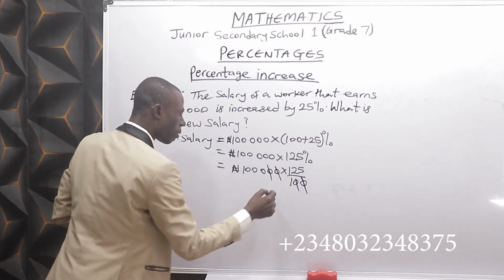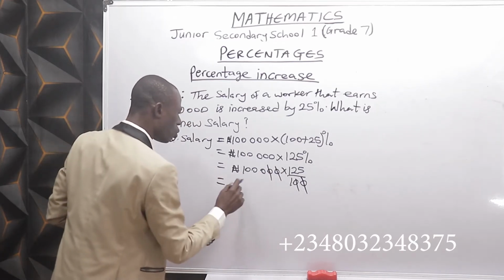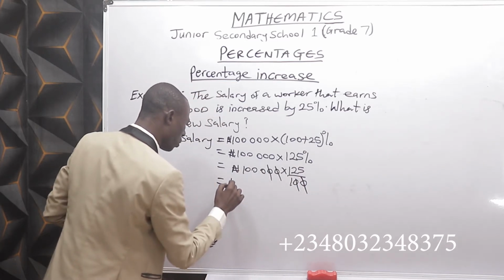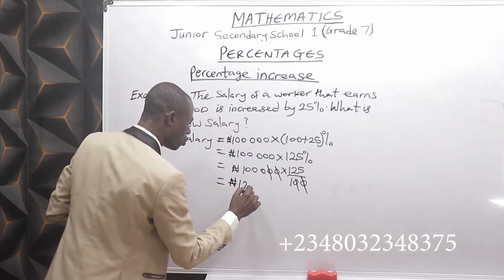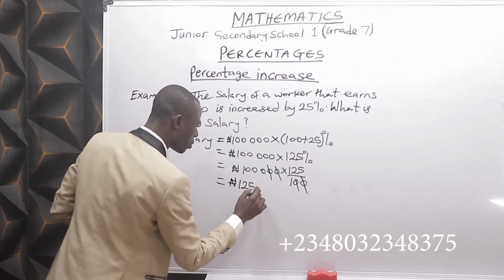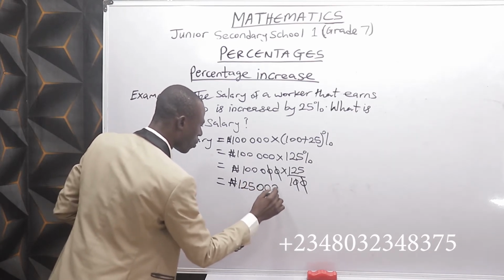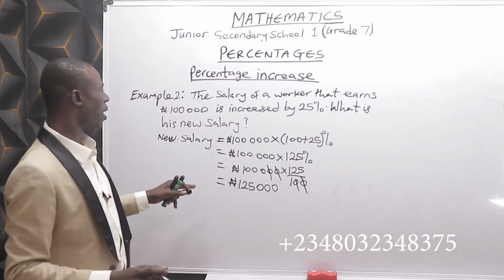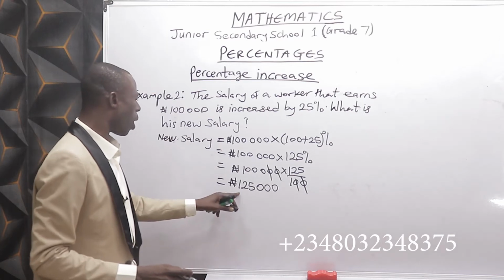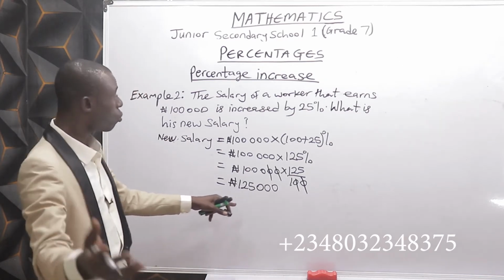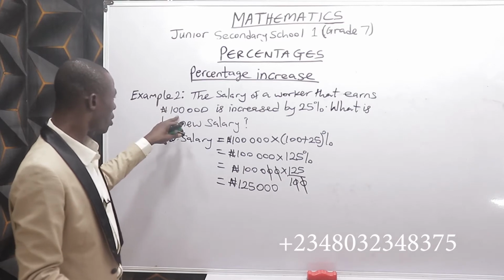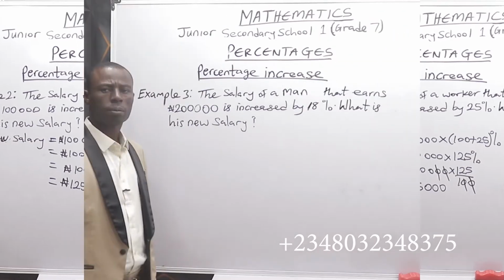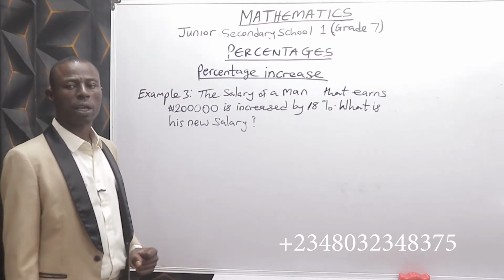These two zeros take care of these two zeros. So we have 1,000 times 125. You just write 125. Put these 3 zeros at the back. 1, 2, 3. So the answer is this. The correct answer, the new salary, is 125,000. And you too can see by yourself that it has increased from 100,000 to this 125,000.